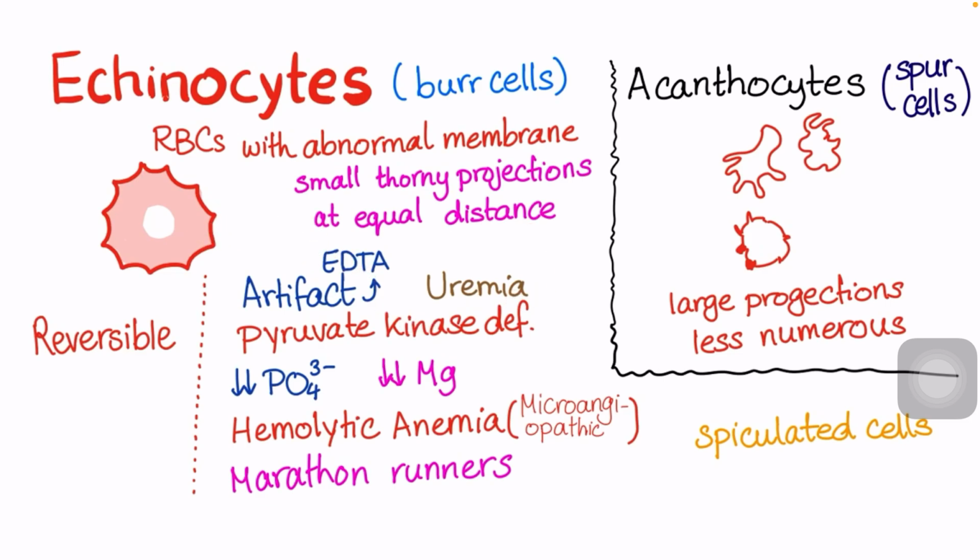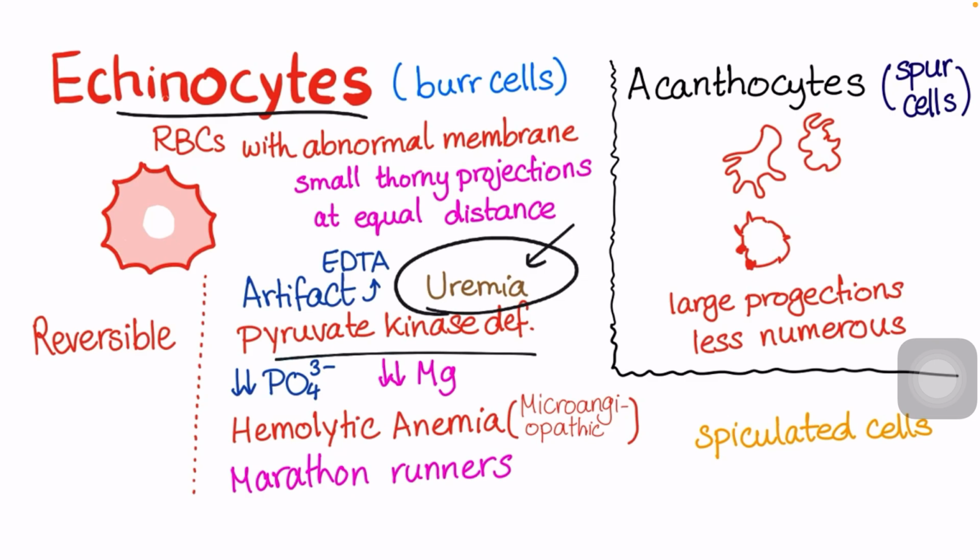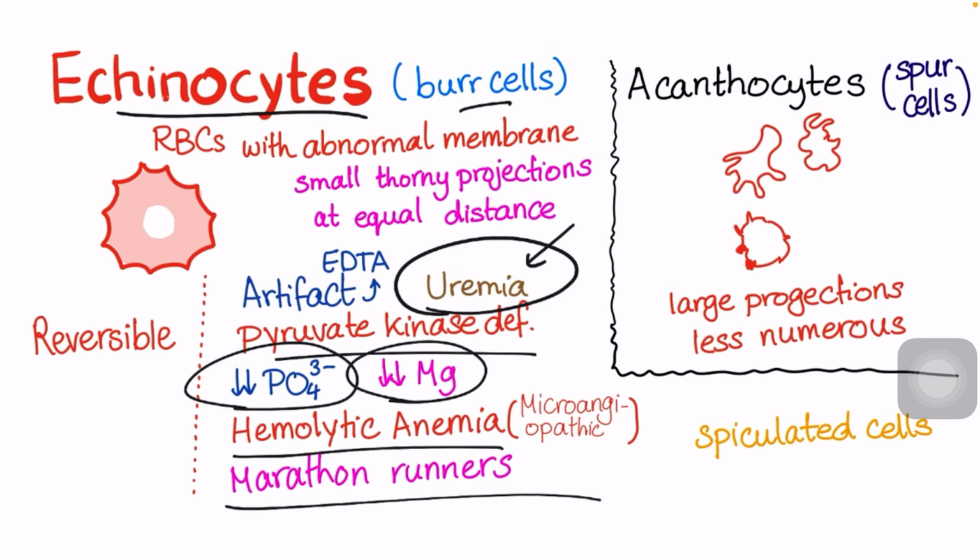Also uremia. This is huge. If you will remember anything from this lecture, remember that uremia has echinocytes in the blood film or the peripheral smear. Also pyruvate kinase deficiency. Yes, we have discussed this before, and it had echinocytes or Spur cells. Hypophosphatemia, hypomagnesemia, hemolytic anemia, and marathon runners. They run for a long distance. They can get echinocytes in their blood at the end of the race.